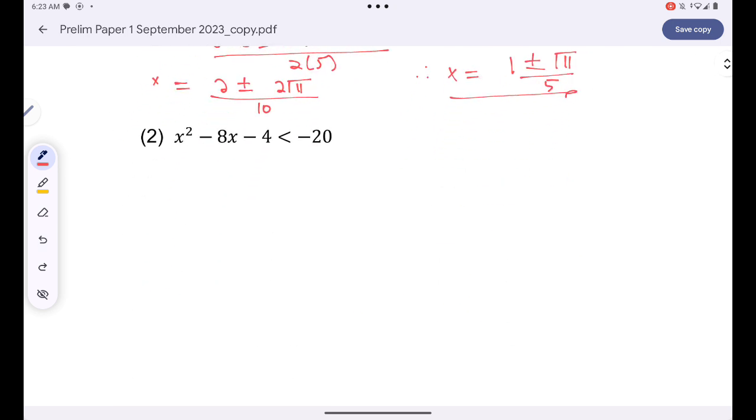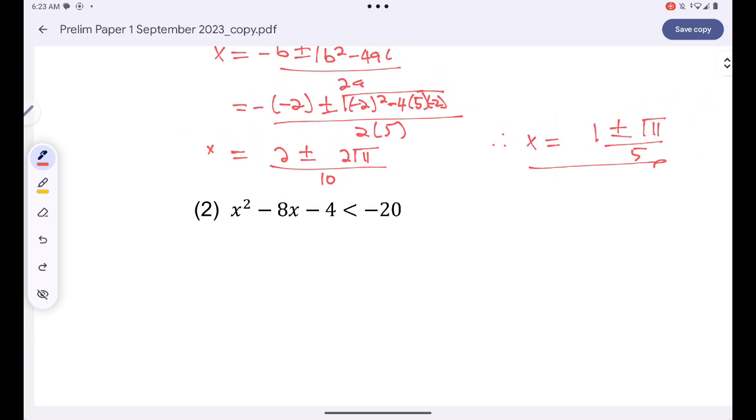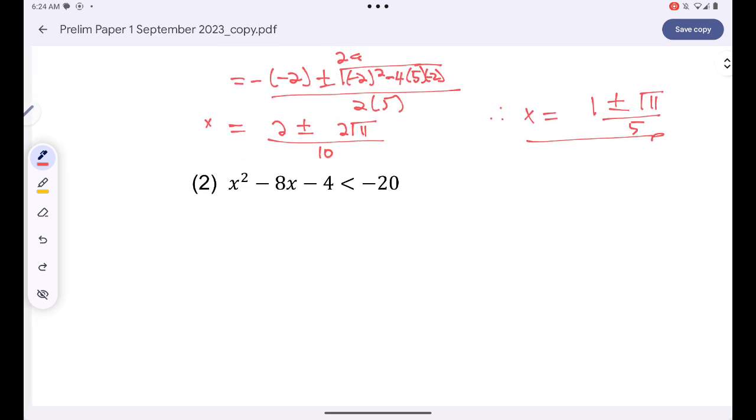Let us move to the following. We have an inequality over here. All we have to do is just solve this inequality. We apply the same steps we always apply whenever we deal with equations. Okay, I have x squared minus 8x. The first thing I need to do is make sure that my inequality is in standard form. So if I bring the 20 to the other side, it will be positive. I'll end up having -4 plus 20, and that will give me a +16 is less than 0.